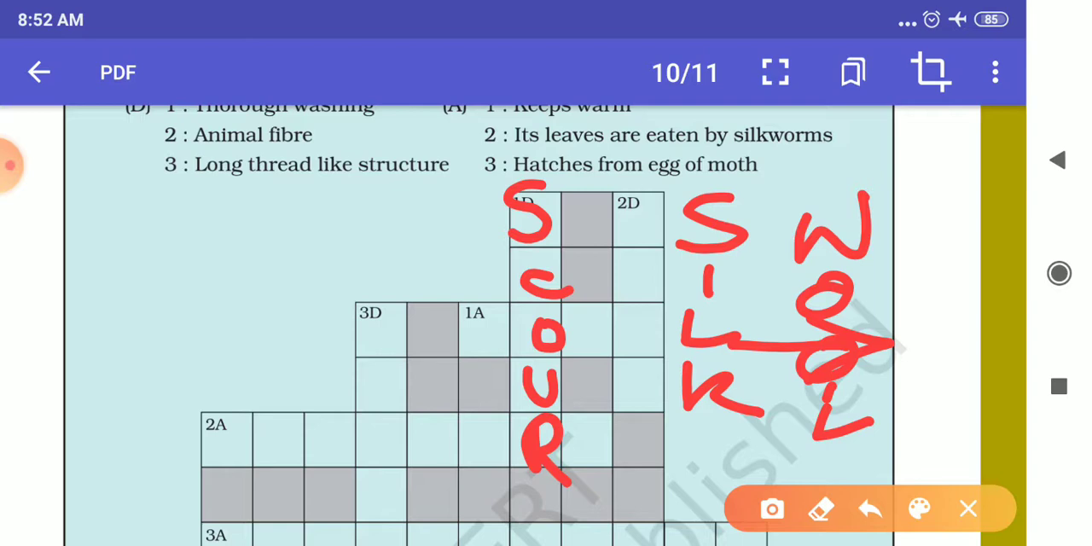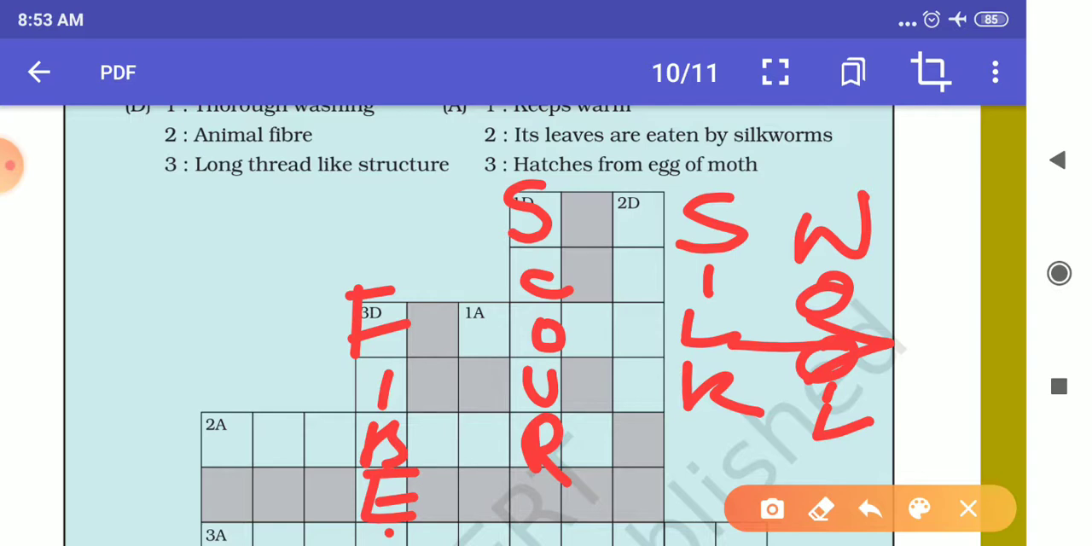The third one is long thread-like structure. What is a long thread-like structure that we have discussed? It is fiber. That you have to write here, F I B E R S, fibers, or fiber.